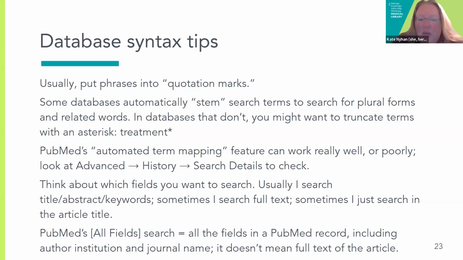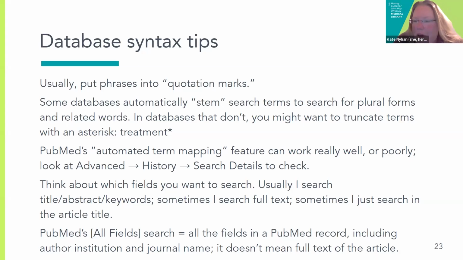PubMed has an automated term mapping feature. So if you're getting surprising results, that might be the explanation. And you can look in PubMed's advanced menu, then history, then search details to check how that mapping is happening. And then you can keep it or you can change it.